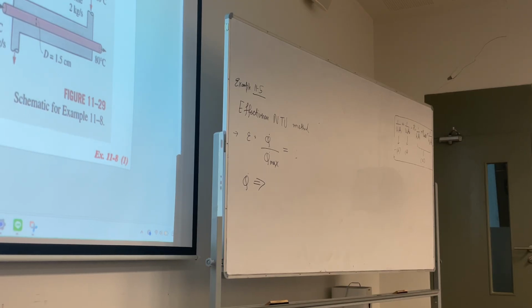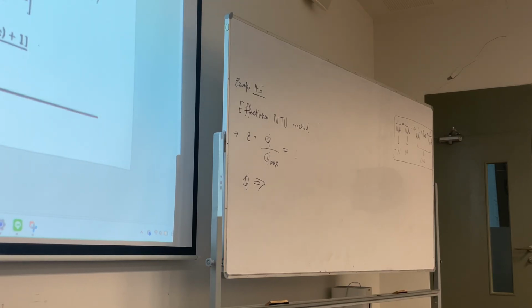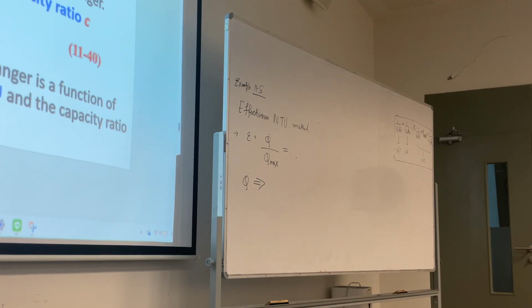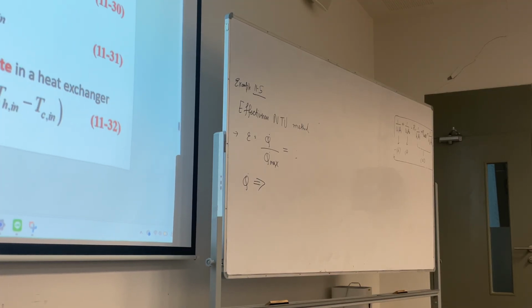Alright, if the question is asking you to calculate NTU, so let's suppose I'm asking you to calculate NTU in a double pipe heat exchanger. What is the formula? Minus ln of 1 minus epsilon. What is epsilon? You have to remember, or write down, that epsilon is Q actual heat transfer divided by the maximum possible heat transfer rate.